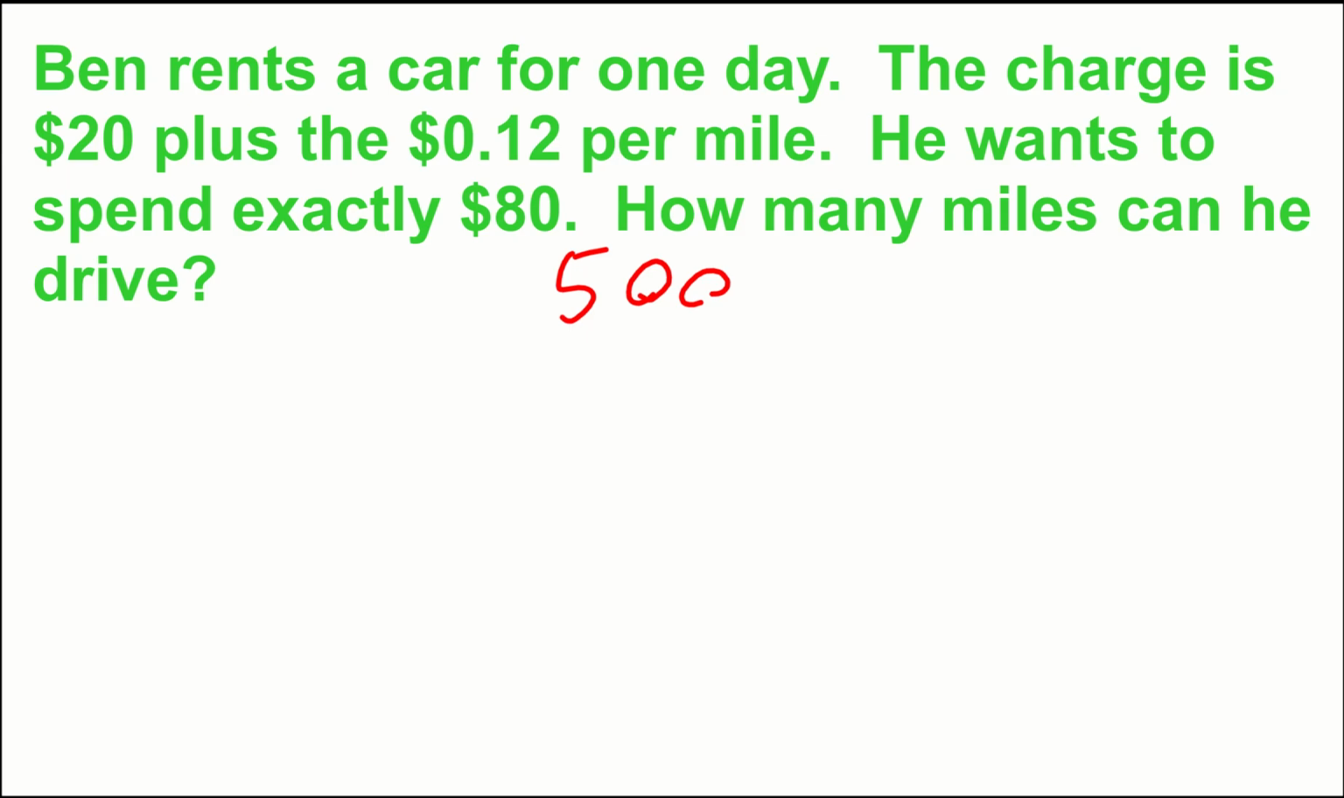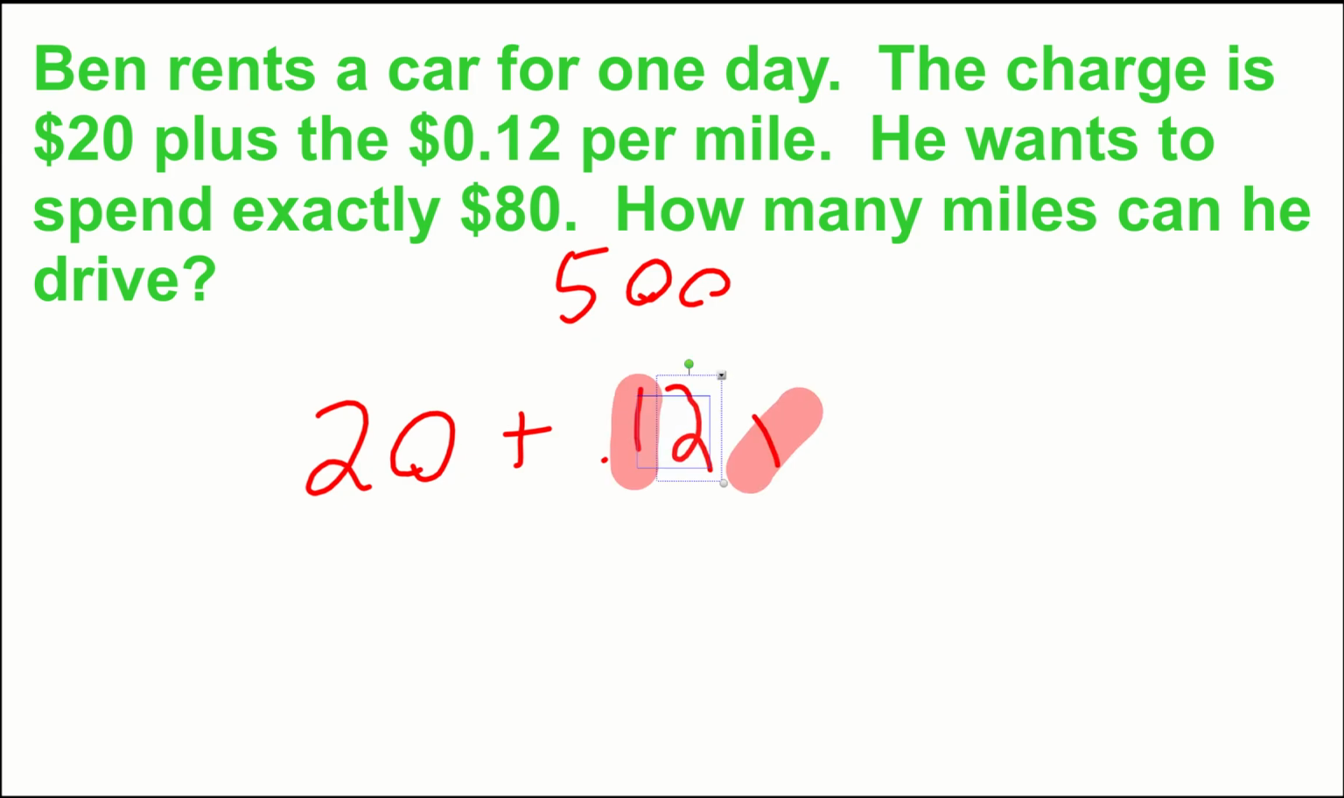Don't have to write an equation. If we had an equation, it said the charge is $20 plus 12 cents per mile. So we got $20 plus the 12 cents, since it's per mile. We got the x, or our variable, with the 12 cents. And he wants to spend exactly $80. So that would be what we end up with.